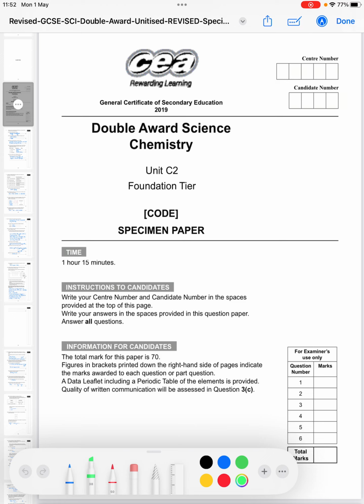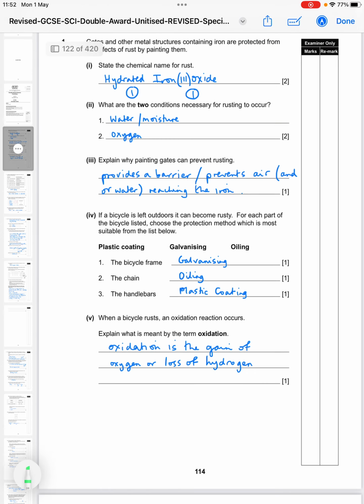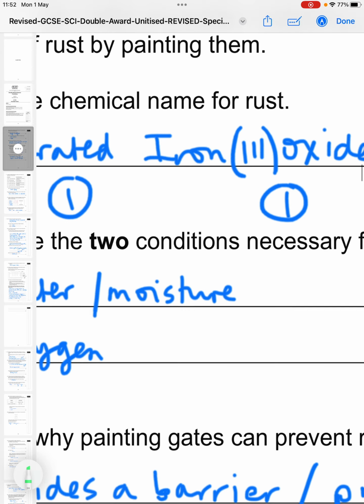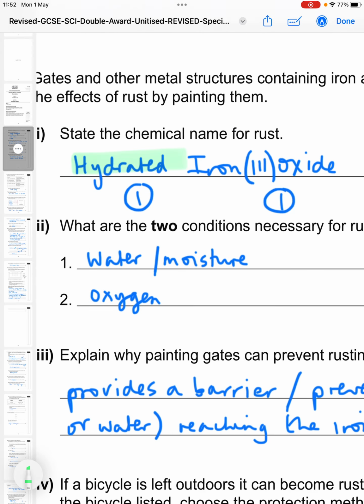This time I'm going to look at the foundation tier specimen paper for CCEA's Double Award Science. It's the chemistry component and it is Unit 2, so it's the C2 foundation tier paper. So question 1. Gates and other metal structures containing iron are protected from the effects of rust by painting them. State the chemical name for rust.